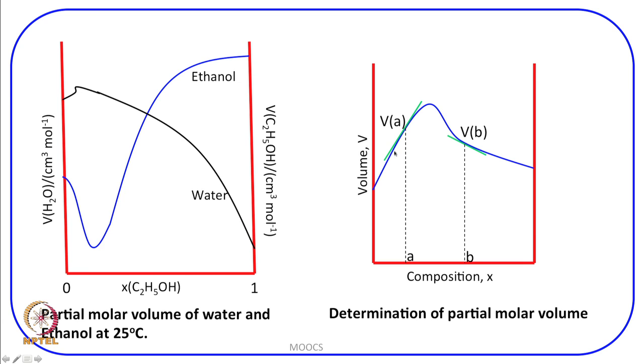If the variation of volume with composition of a component is like this, the partial molar volume changes with composition, and at any given composition the partial molar volume is the slope of the tangent drawn at that composition. For example, at point A, the partial molar volume will be the slope, dou V by dou n. Composition, mole fraction, can be expressed in terms of n, and this is how the partial molar volume of a substance in a mixture can be determined. That is, if I know the variation of volume with composition, I can take the first derivative, and that should give me the value of partial molar volume.